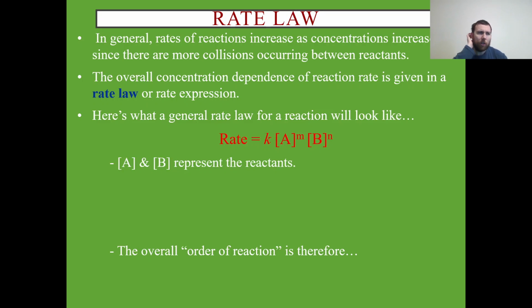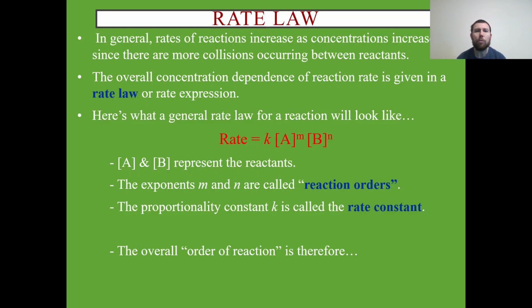Now, as we saw, A and B represent the concentrations of the reactants in your process. The exponents m and n are called reaction orders, right? So reaction orders tell us something. When we change the concentration of this reactant, it has this effect on the rate. The proportionality constant k, that's our rate constant, right? Remember, this rate constant is going to be unique to each reaction.